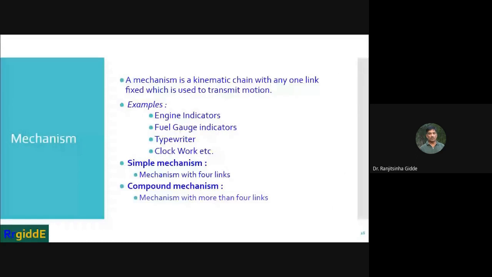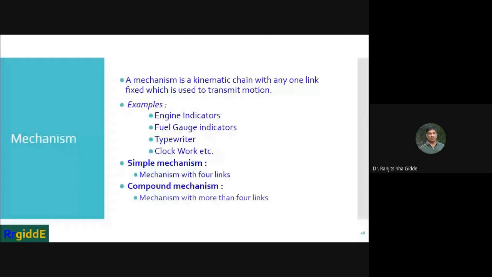Then mechanism. So what is mechanism? So this is about the kinematic chain. Then we will see what is the mechanism. A mechanism is a kinematic chain with any one link fixed, which is used to transmit motion. So once again, a mechanism is a kinematic chain with any one link fixed, which is used to transmit the motion.